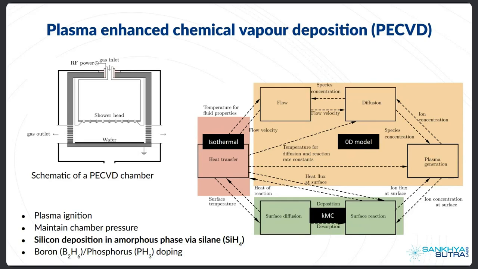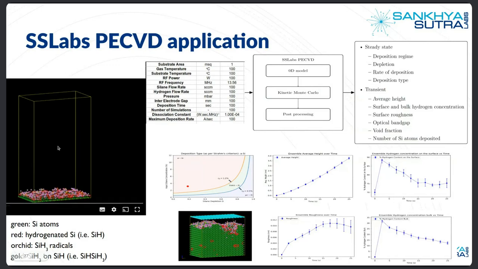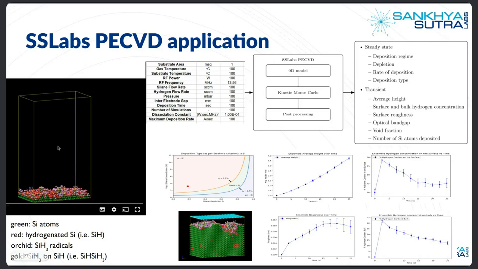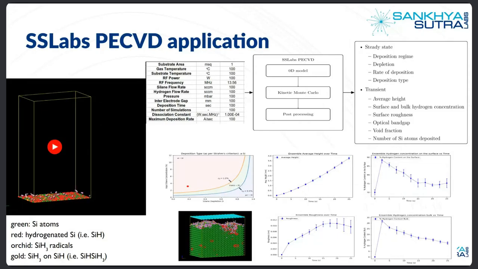Here, we have carried out these deposition simulations, wherein we assume that initially we have a few silicon atoms on the surface, and then for a given concentration of gas phase silane and hydrogen, we look at how the deposition will proceed, what would be the phase of deposition, what would be the void fractions in the deposition, what will be the rate of deposition for a given process time, and what is the average height that we can get.